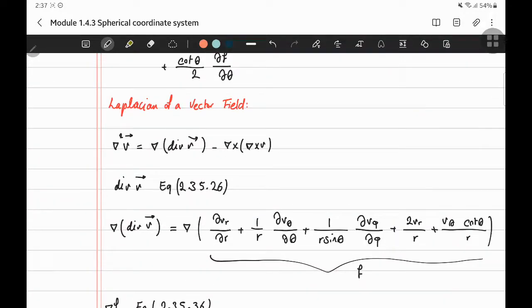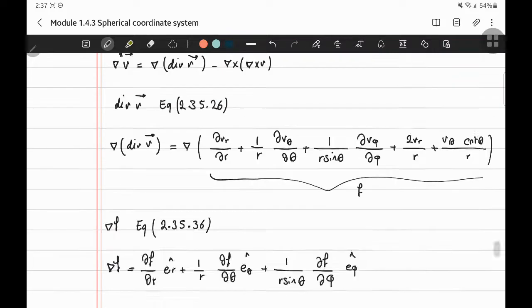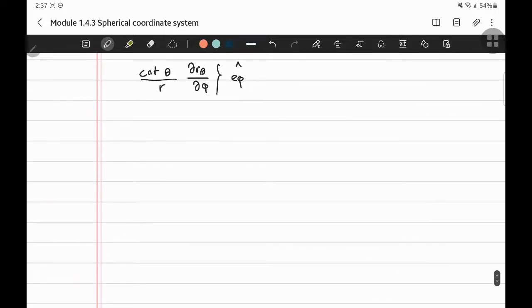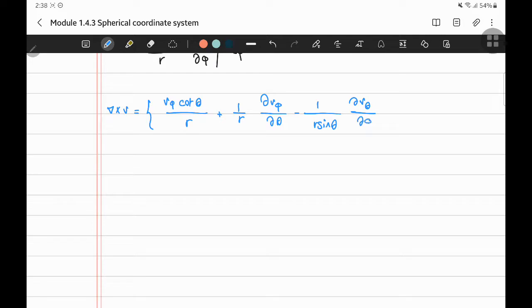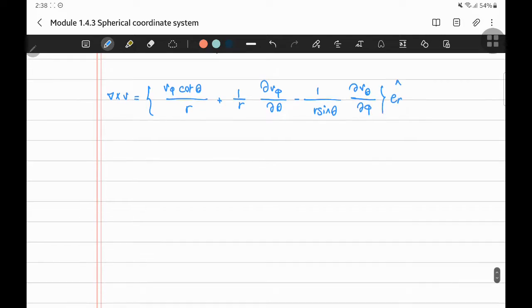The curl of V we already calculated, but now we want to calculate the curl of the curl of V. If I just rewrite this with another color, the curl of V, according to the equation in the book, is something like V phi cotangent theta divided by r plus 1 divided by r, partial derivative of V phi with respect to theta, minus 1 divided by r sine theta, partial derivative of V theta with respect to phi, er. So this is the first component, er.